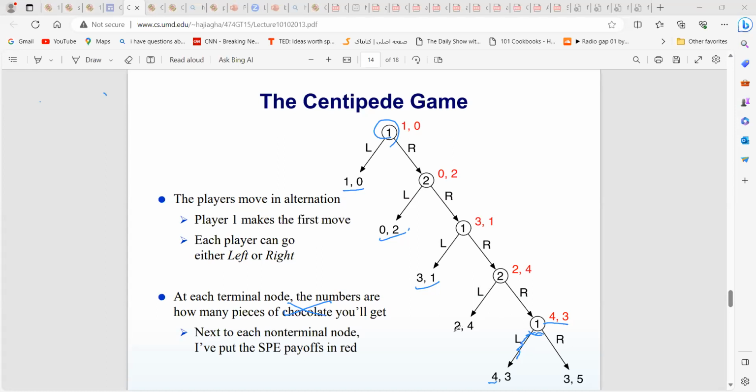So it is 2-4 versus 4-3. Here 2-4 comes up because 4 is better for this player. Then for this one, player 1 has 2-4 and 3-1. So in this case, it's better to get this one, so it's 3-1, and so on and so forth. So at the end of the things, we get 1-0. Good. So we are computing this kind of SPE, essentially, subgame perfect equilibria.